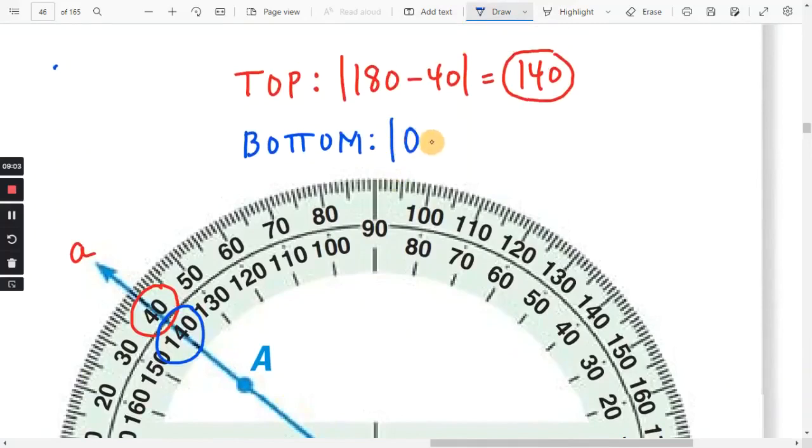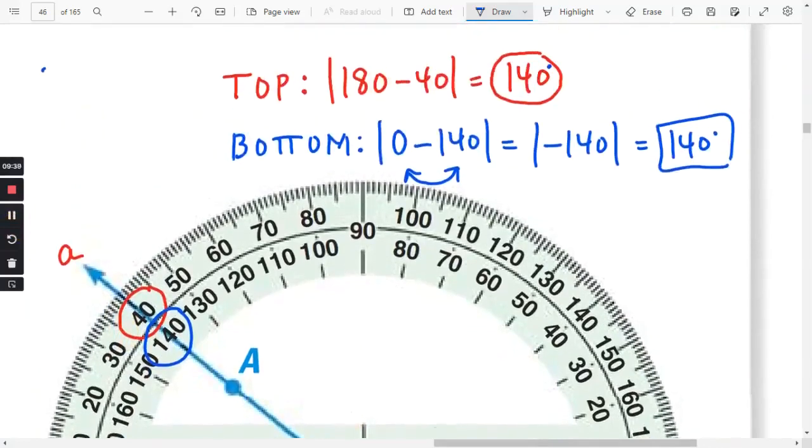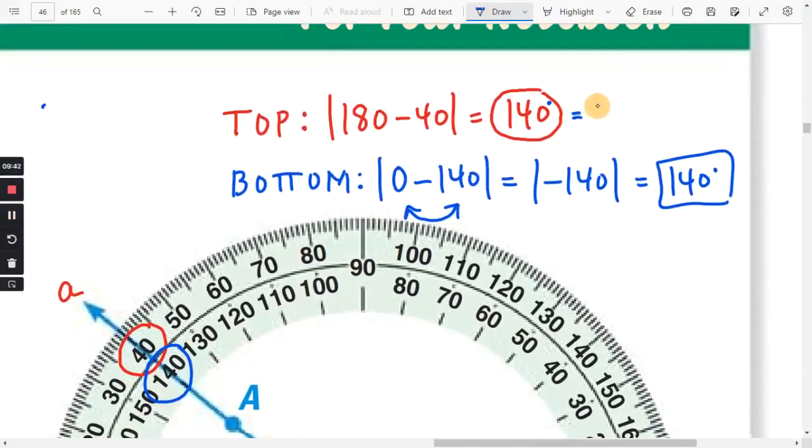So we can do 0 minus 140, and that's going to be negative 140. But when you take the absolute value, it is automatically positive 140. Okay, so same thing. And like I said, we could have put the larger number first and have 140 minus 0. It's the same thing. So we either stick with the ones on the top or stick with the ones on the bottom when you subtract. And this would be the measure of angle AOB.